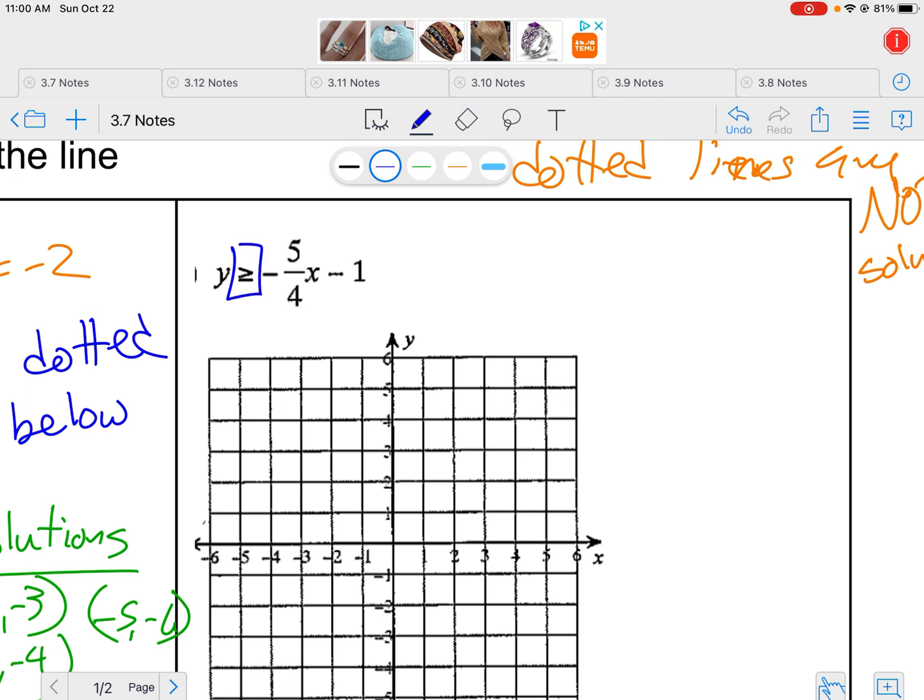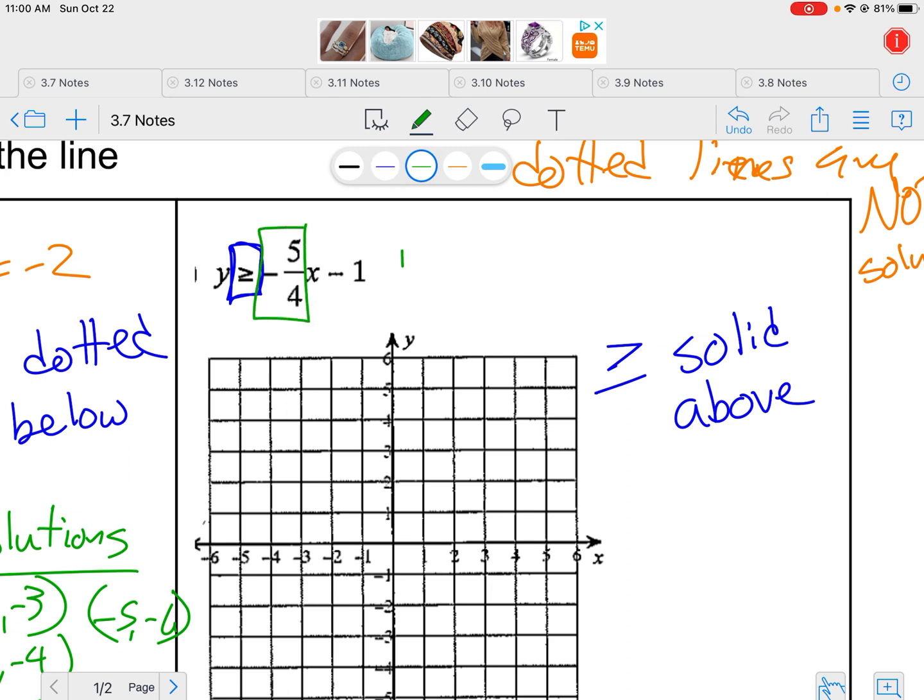So again, I'm going to draw a box around the inequality. It's greater than or equal to, so I need a solid line, and I need it to be shaded above the line. My slope, or my m, is a negative 5/4, and we got to remember it's rise over run. The negative tells me it's down. The 4 is how many I'm going to go over. And then my b is negative 1.